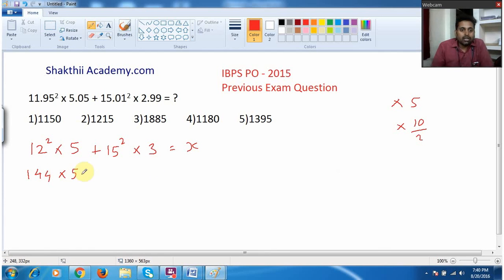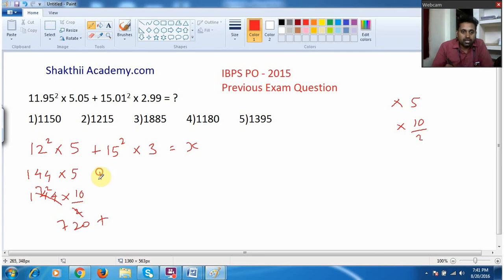Is it clear? So what I do is I multiply 144 with 10 by 2. When I do so, this 2 and 144 will get cancelled. So what will I get? I will get 72. 72 into 10, what do you get? 720. So this portion I will get very easily, very conveniently, I will get 720.